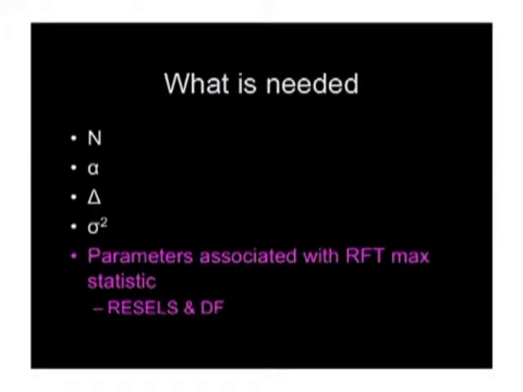Okay, so back to our 4 things. We still need number of subjects, type 1 error rate, effect size, and the variance. But now we also need all the parameters associated with random field theory maximum statistic. And basically that boils down to knowing the RESELs, which is a resolution element, and the degrees of freedom. I'll talk more about that in a second.